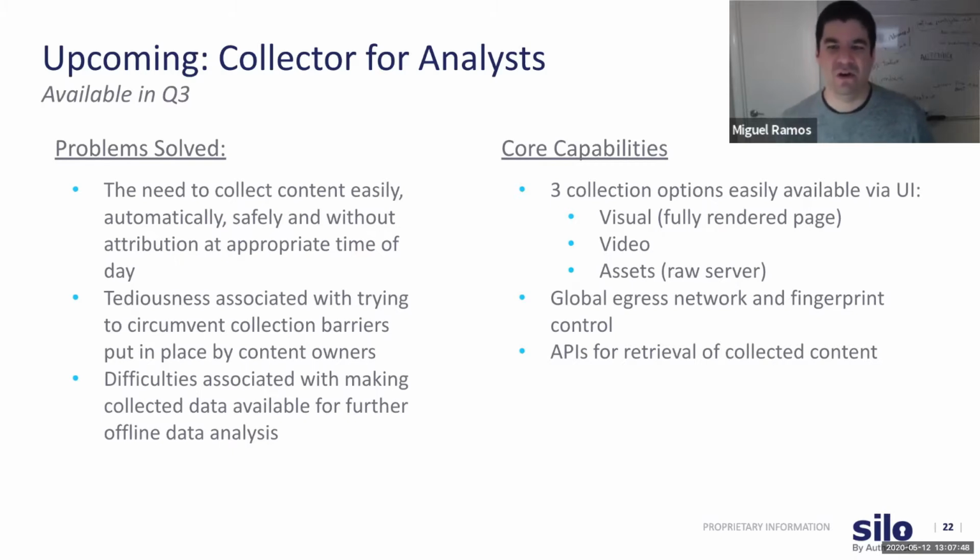Second is video. Video content providers are upping the ante in terms of making it more difficult to collect video. And sometimes video is key. So Collector gives analysts additional flexibility to collect this type of content. Assets is the third, and that's the stalwart in terms of content collection, right? It's getting a copy of the raw assets for your target URL.